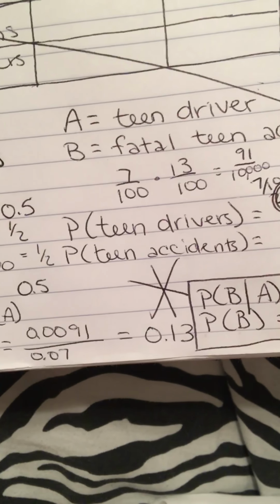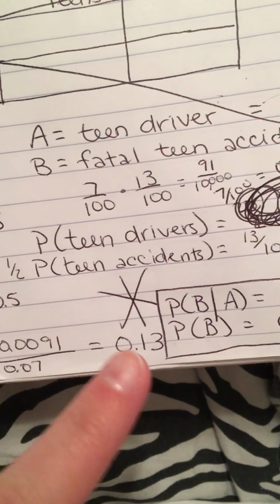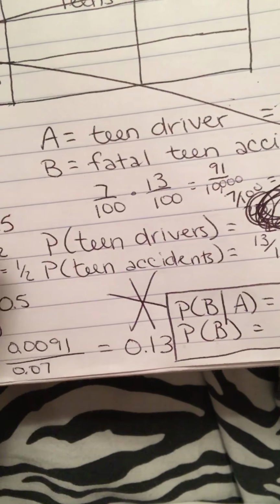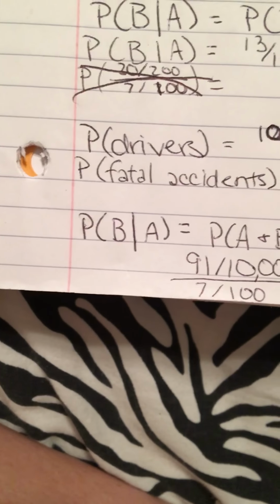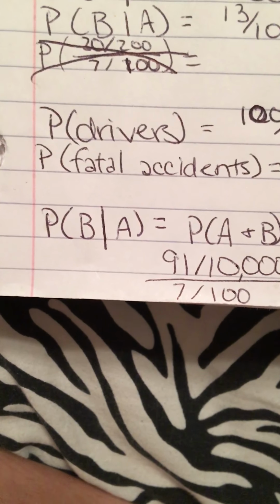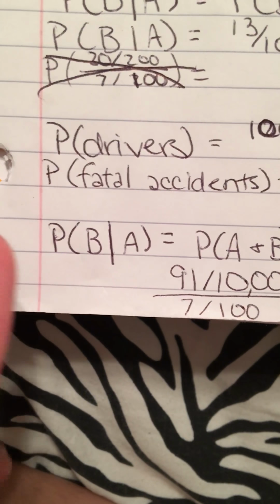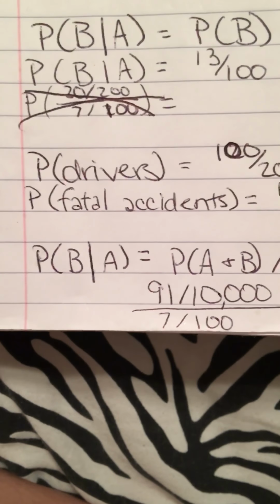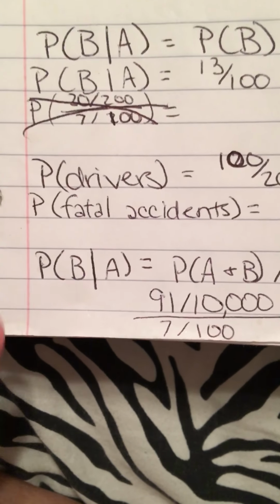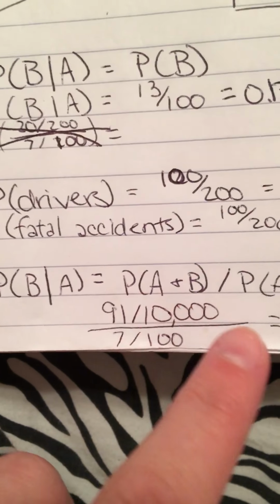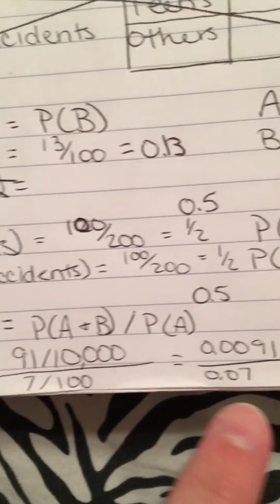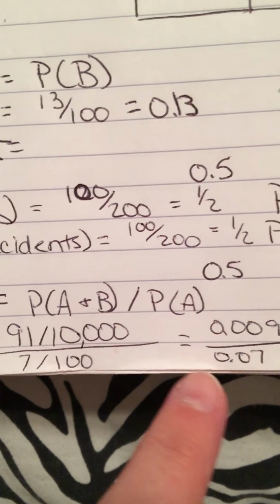Please excuse all my scribbles. So you want to do the probability of the teen drivers and the probability of the teen accidents, A and B, and you want to multiply those together, because as stated on page 347 in the orange box, the probability of B occurring given that A occurs equals the probability of A and B, which means multiply, divided by the probability of A. It doesn't use these exact letters, but I'm using them for my purposes.